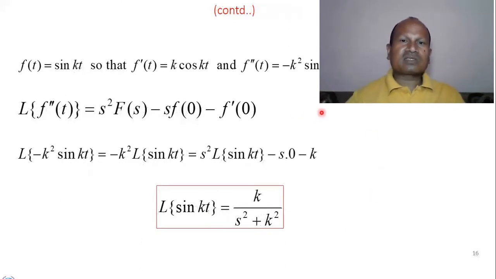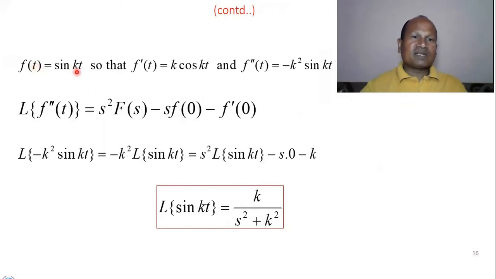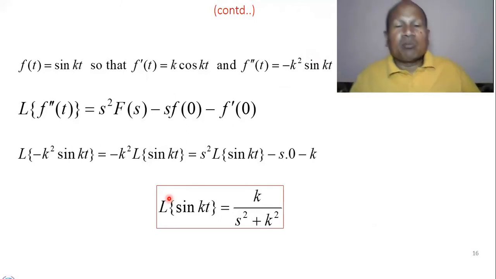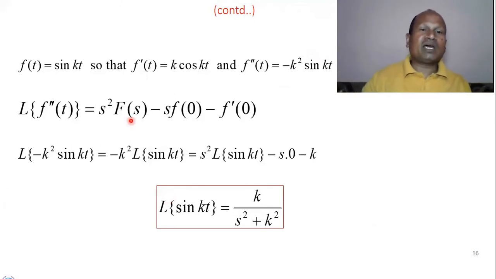And let's discuss some more problems. Say there is a signal sine kt, and its derivative will be k into cosine kt. All right. And the double derivative, the derivative of cosine kt is minus sine kt, so we can write minus k square sine kt. So can we calculate the Laplace of the double derivative? The double derivative is minus k square sine kt. We know the Laplace of sine kt is k divided by s square plus k square. So it becomes minus k square times k divided by s square plus k square. But this can also be written by using this formula, meaning s square F(s) minus s f(0) minus f dash 0.